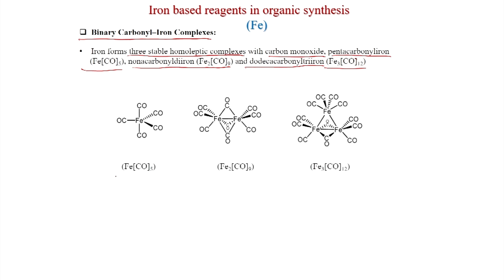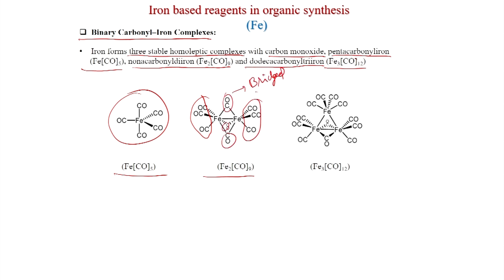So, these are the structures. Iron pentacarbonyl: you can see 5 carbon monoxides are there around iron. And this is the structure of Fe2(CO)9. Here you can see 3 carbon monoxides are here, 3 are here, and the remaining 3 are bridging. So, they are bridged. And also there is an iron-iron bond here that can be seen.